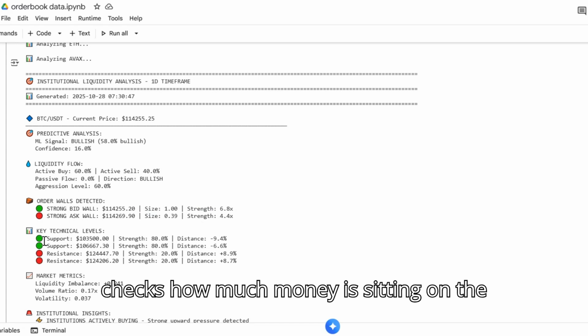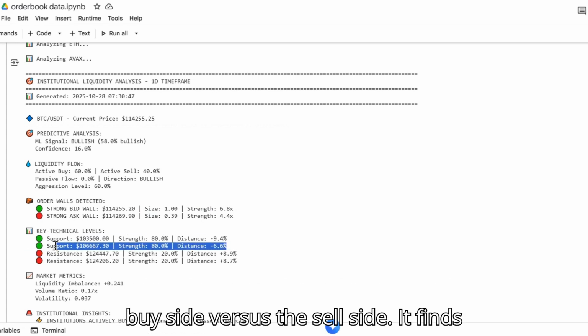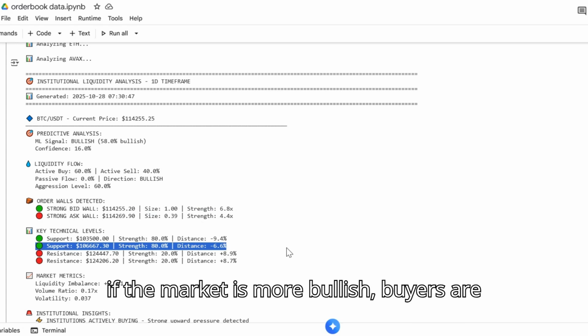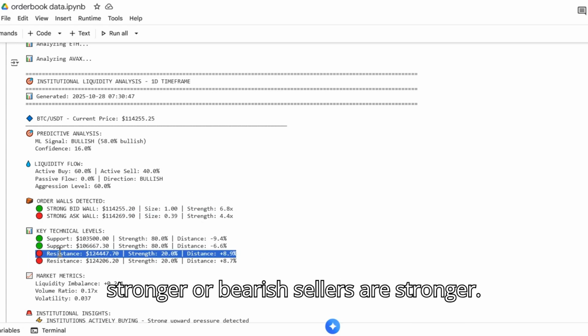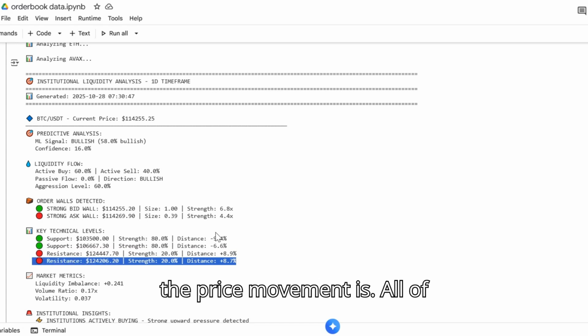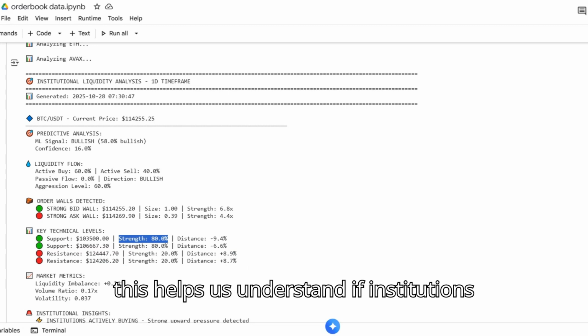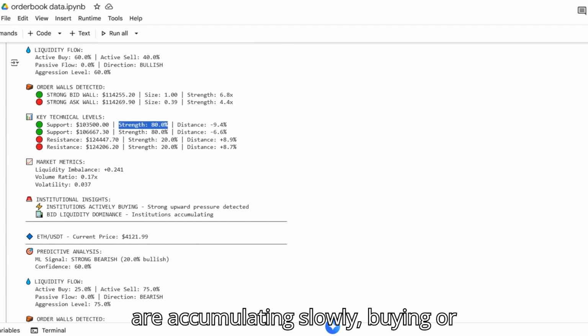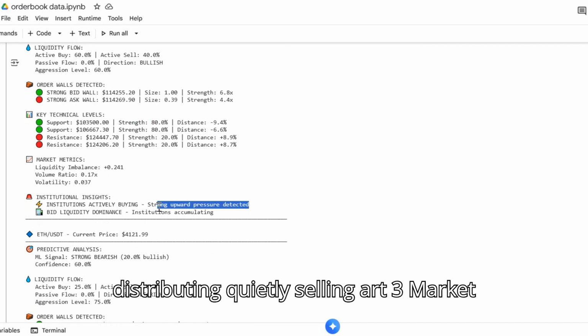It checks how much money is sitting on the buy side versus the sell side. It finds if the market is more bullish, buyers are stronger, or bearish, sellers are stronger. It measures volatility, how wild or calm the price movement is. All of this helps us understand if institutions are accumulating, slowly buying, or distributing, quietly selling.